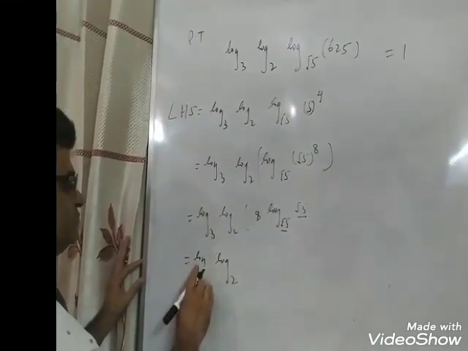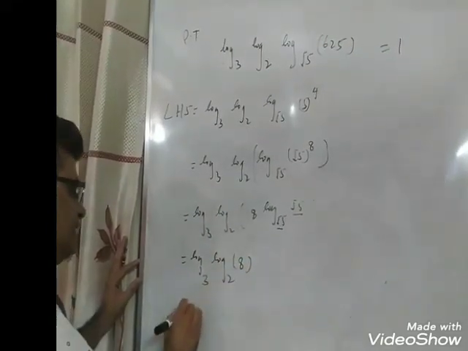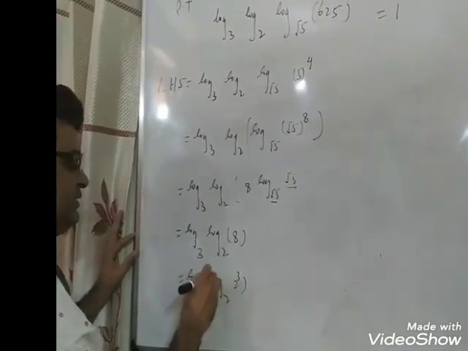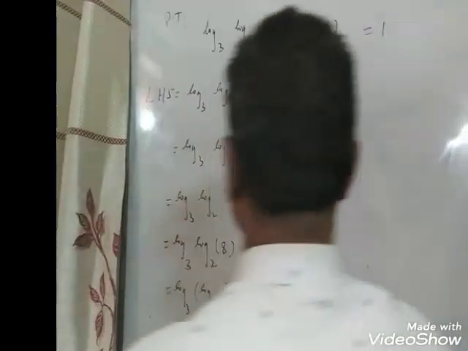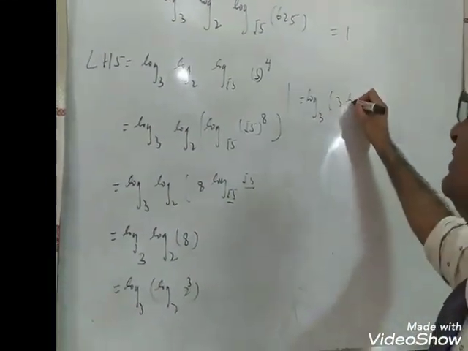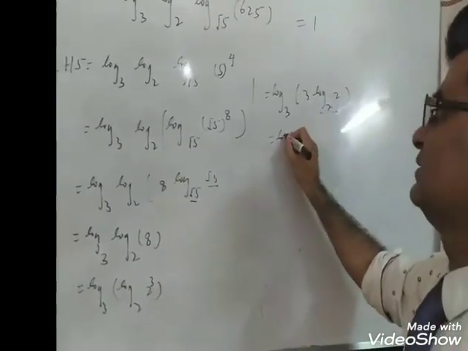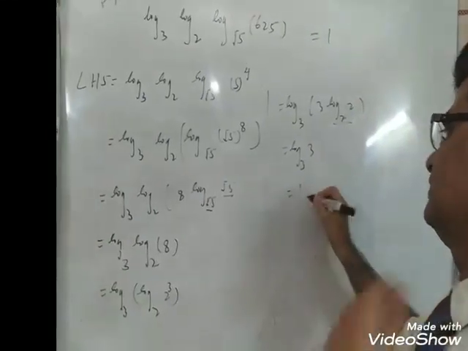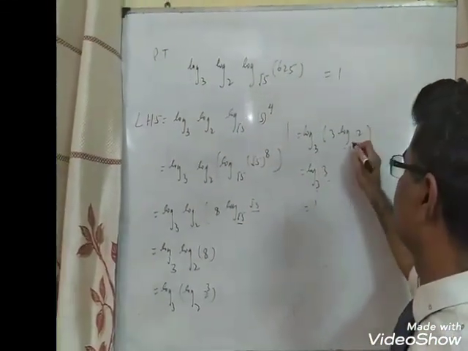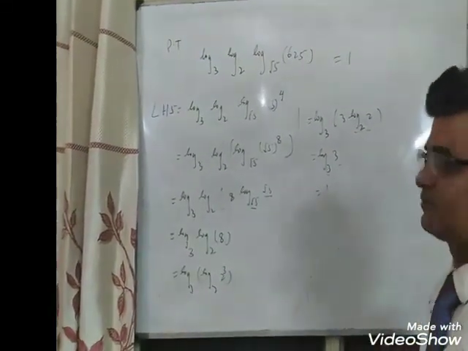Log base 2 of 8. Further we can write log 3, log 2 to the power 3. So log base 3 times log base 2 of 2, and this will again be 1. So log 3 of 1, and this is again going to be 1 because base and index are both the same.